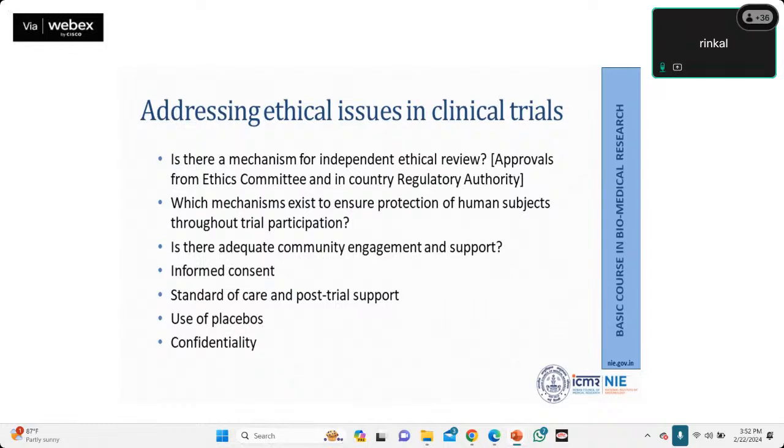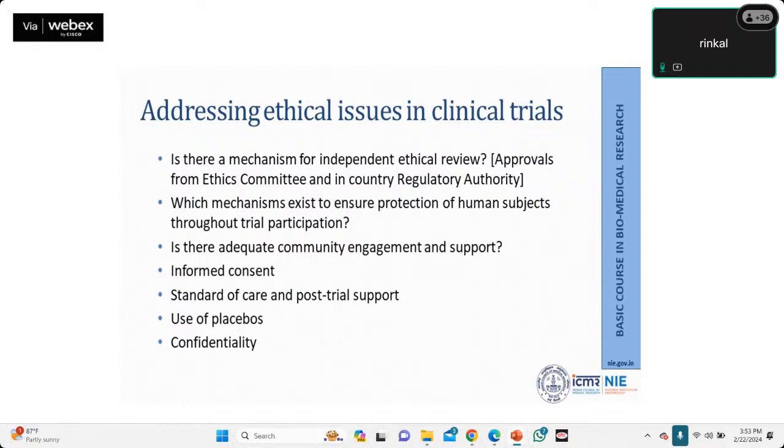Ethical issues nowadays are a very sensitive aspect of the clinical trial. So we have to ensure a few aspects in this regard. So first, is there a mechanism for independent ethical review? The ethical review committee may be at institutional level, at regional level, or at national level, but it has to be there. Which mechanisms exist to ensure protection of human subjects throughout trial participation? That has to be addressed, that has to be considered.